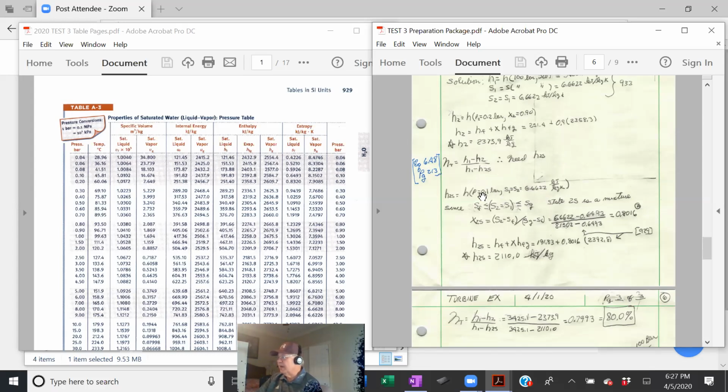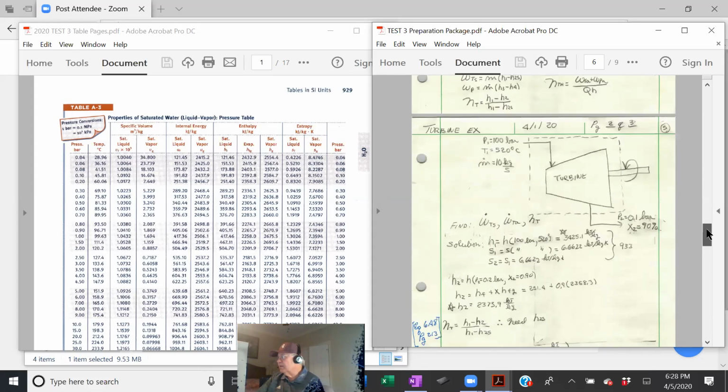It looks like I went back to 0.01 bar. I'm sorry. So I know that S2 is equal to S1, which is 6.6622. So this time I'm looking at 0.1 bar. Sorry about that. I know that S2 is 6.6622, same as S1 on the isentropic line.